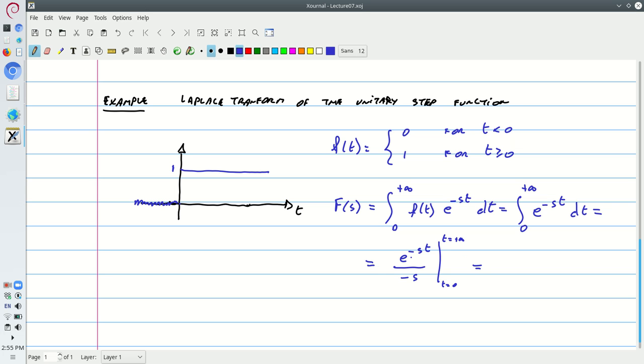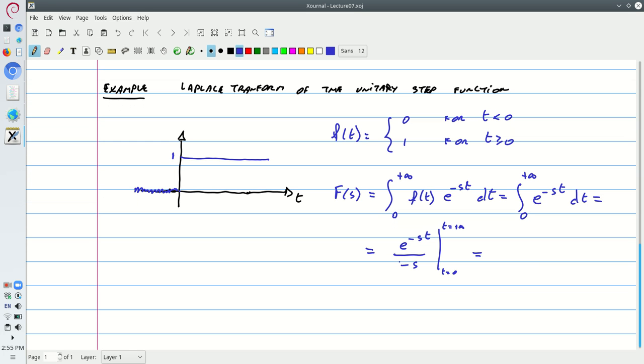This is equal to, and now see how the domain of convergence is going to play a role. So we want this integral, when you are replacing t with plus infinity, we want this exponential to be finite. So when does it happen that this exponential is going to be finite when t goes to infinity? This happens only if the real part of s is greater than 0. If the real part of s is greater than 0, then this exponential of minus st when t goes to infinity goes to 0. So we have 0 minus, and then we have to replace t with 0. So we get exponential of minus s times 0 divided by minus s. The exponential of 0 is 1, minus and minus cancel each other out, so this is given by 1 by s.